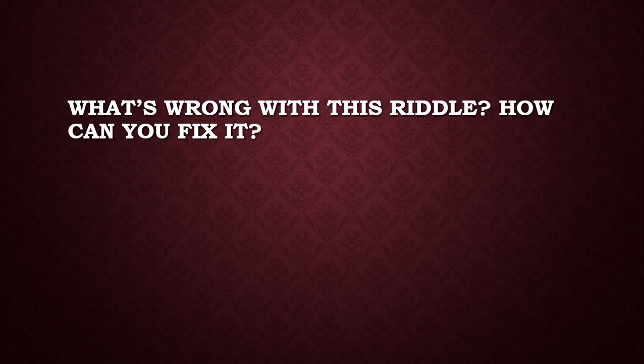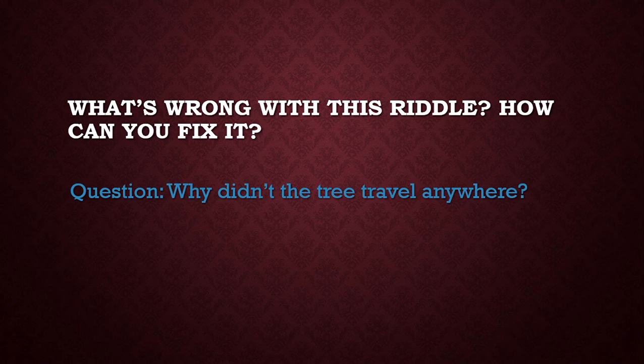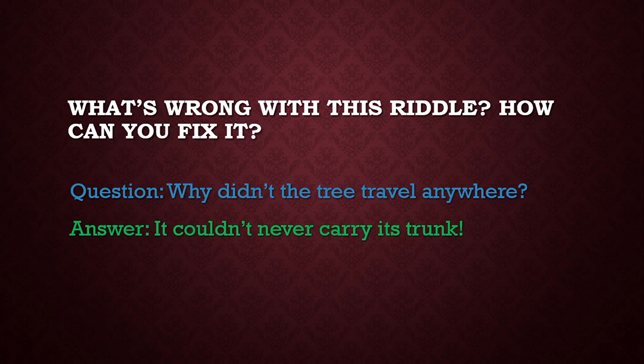What's wrong with this riddle, and how can you fix it? So let's look at the riddle. Question: why didn't the tree travel anywhere? Answer: it couldn't never carry its trunk. Get it? All right, because a trunk is usually like a big suitcase, because a tree can't travel its own trunk. It can't bring its suitcase or its trunk with him. So that's why a tree is always there. Isn't that a good one?